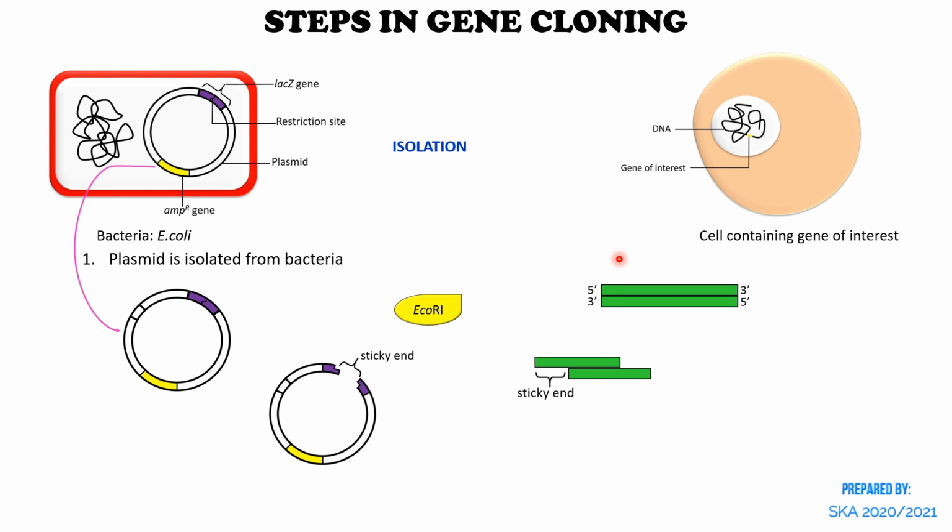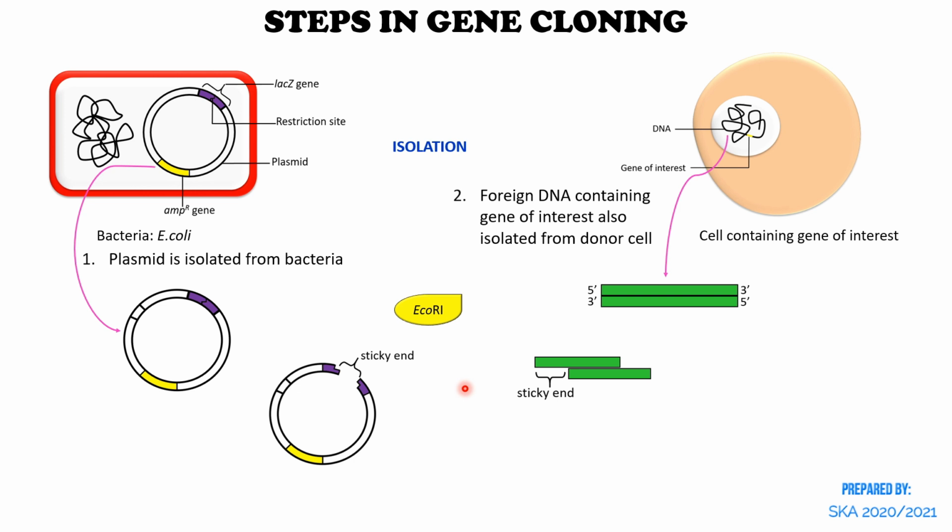Alright, now foreign DNA also will be isolated from the donor cell. This foreign DNA may contain the gene of interest. So this is the example of the foreign DNA, the green color. So we have already finished the first step, which is isolation.